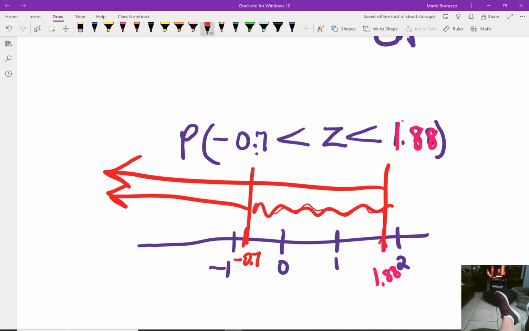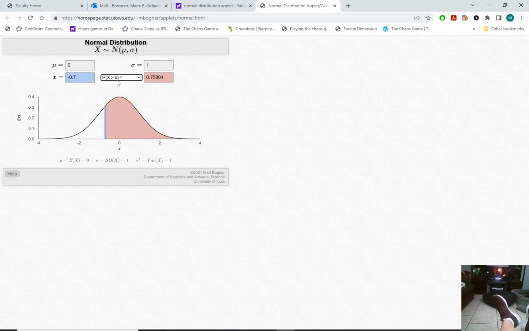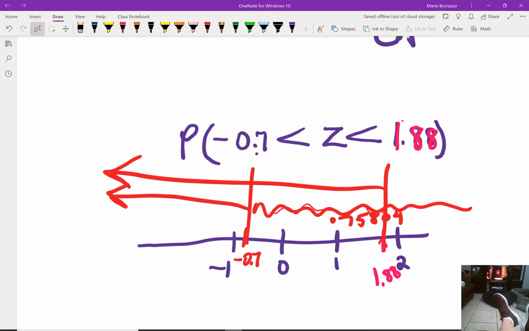So all of this is 0.75804, which means the complement, okay, so let's reason this out. The complement is what's behind it, which is 0.24196. So all of this is 0.24196. Now, what is interesting here is that the two, if you add those two together, you should get 1.